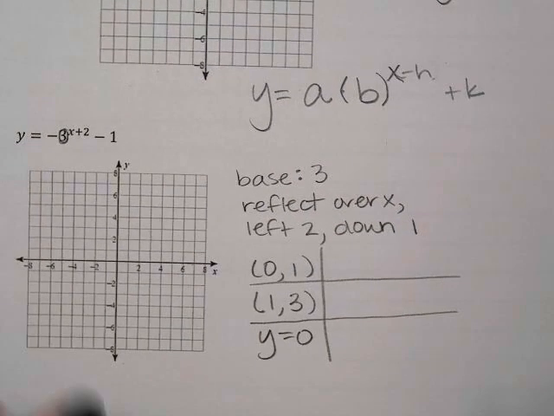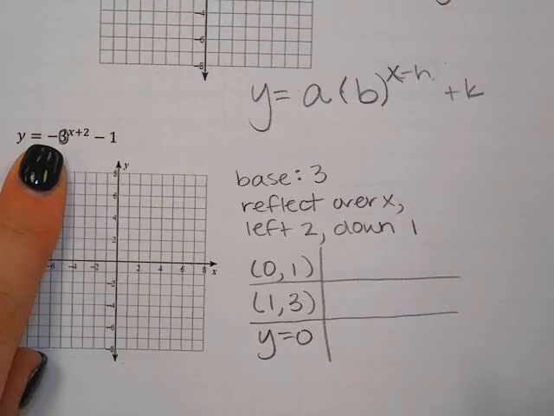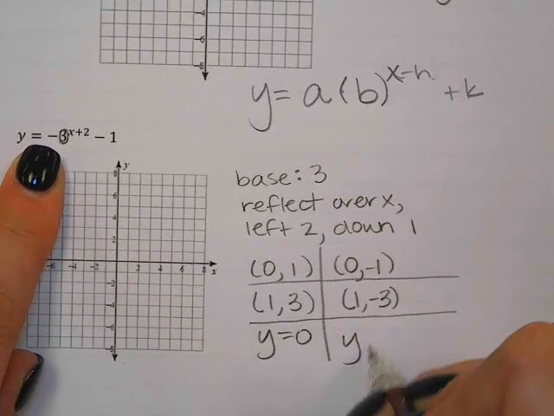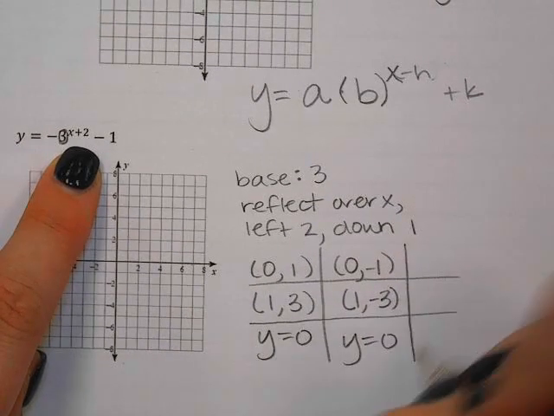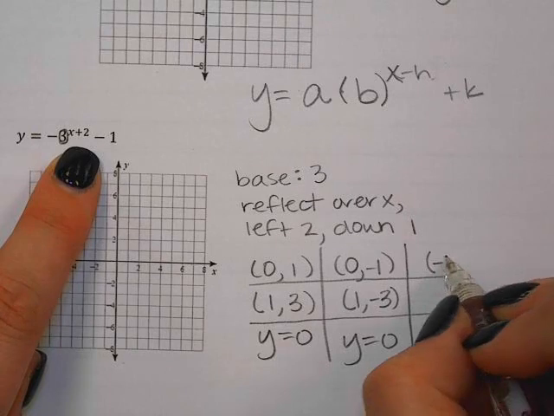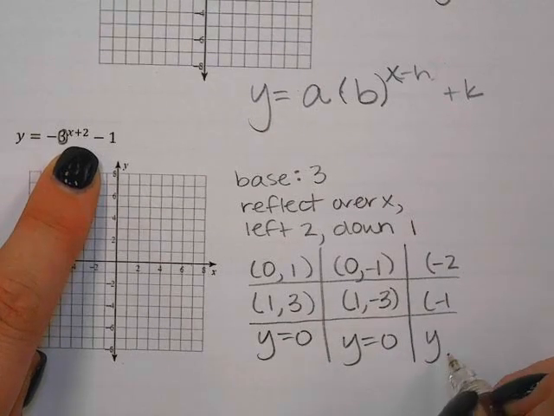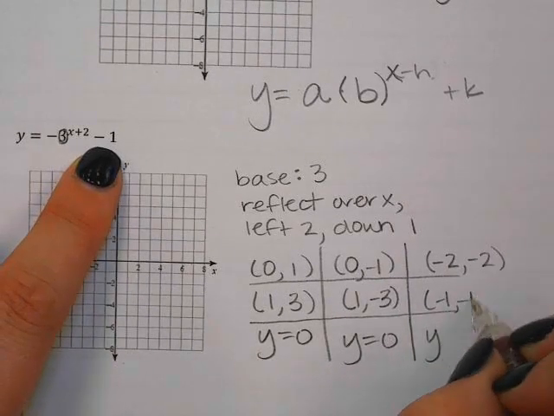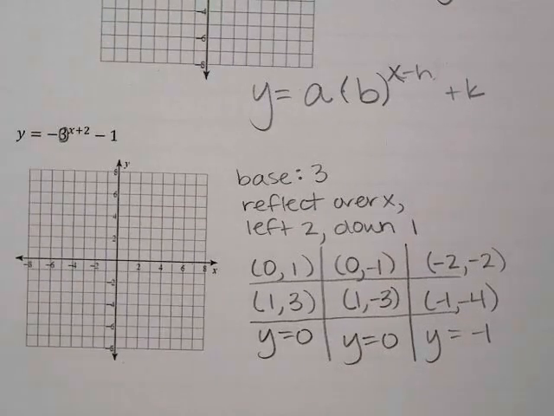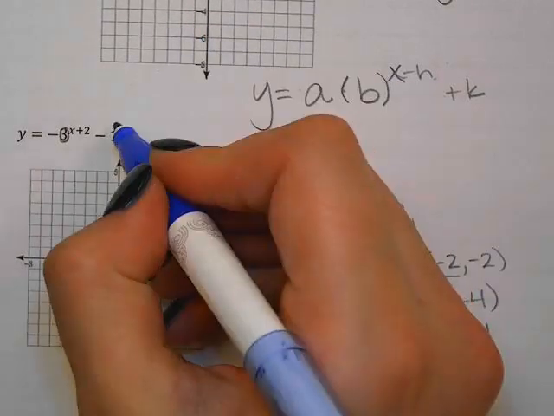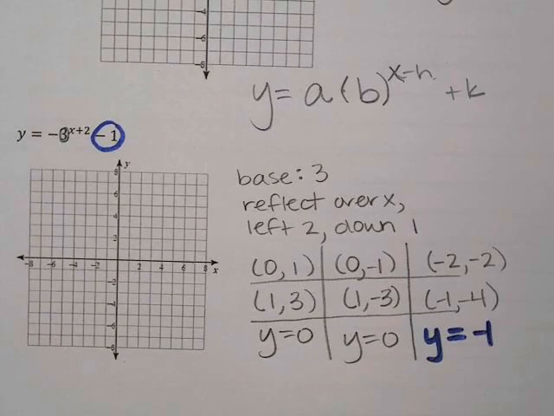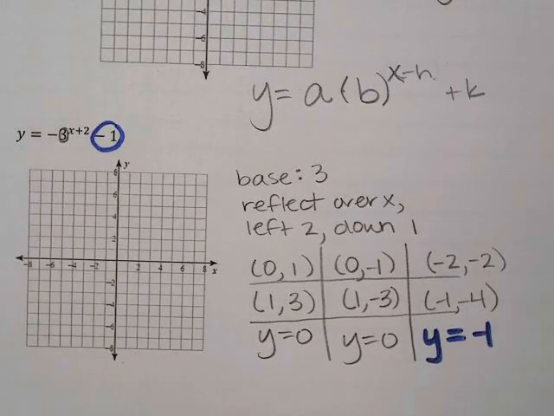And I can go ahead and do those transformations. So reflect over the x-axis. I'm going to make my y-coordinates negative. And then I'll go ahead and shift everything left 2. The horizontal asymptote didn't move when I did that. And then down 1. And so what you'll notice here is that your horizontal asymptote, just like when we were doing the rational graphs, is written in the equation, and it's the number on the end.